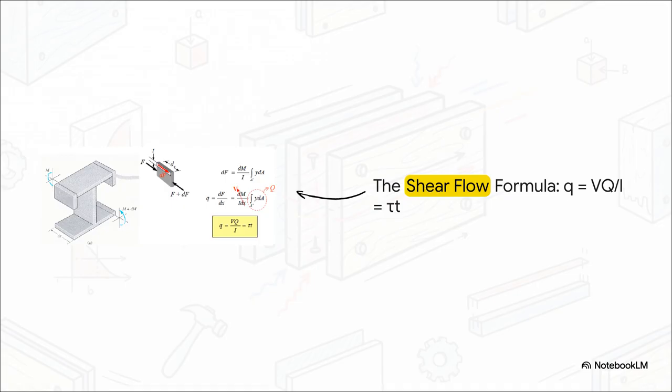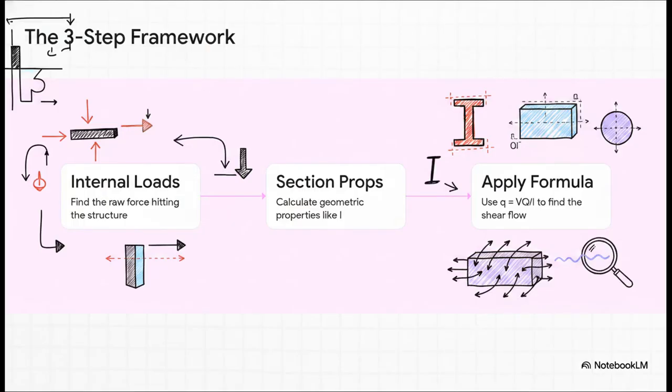I know, it looks like alphabet soup right now, but it's actually an incredibly logical system to track exactly where the stress is concentrating. And honestly, don't panic about the math, because no matter how complex the structure looks, we always follow this super simple 3-step mental framework. Step 1, find the internal loads. That just means figuring out the raw force hitting the structure. Step 2, calculate section properties, which is defining the physical geometry of the beam itself. And Step 3, apply that shear flow formula we just talked about. If you follow these 3 steps in order, the math practically solves itself.